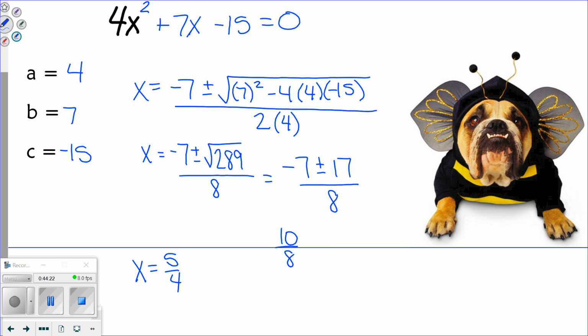What's negative 7 minus 17? Okay. Negative 24 over 8, which is negative 3. Negative 7 minus 17. So I did negative 7 plus 17 to get to 10, and then I did the minus to get to negative 24. And I just simplified both of them.